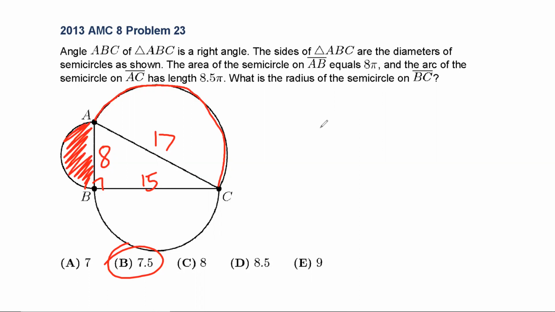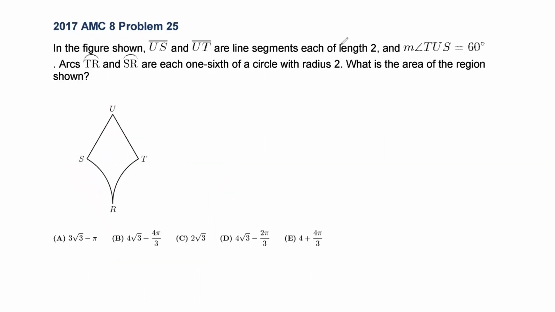Okay, so moving on. In the figure shown, US and UT are line segments, each of length 2, and the measure of angle TUS is 60 degrees. Arcs TR and SR are each 1/6 of a circle with radius 2. What is the area of the region shown?